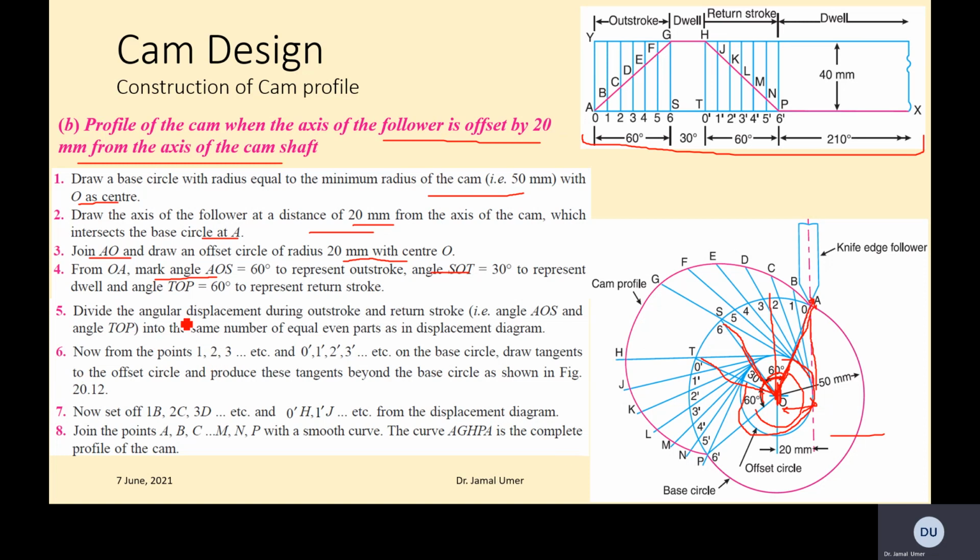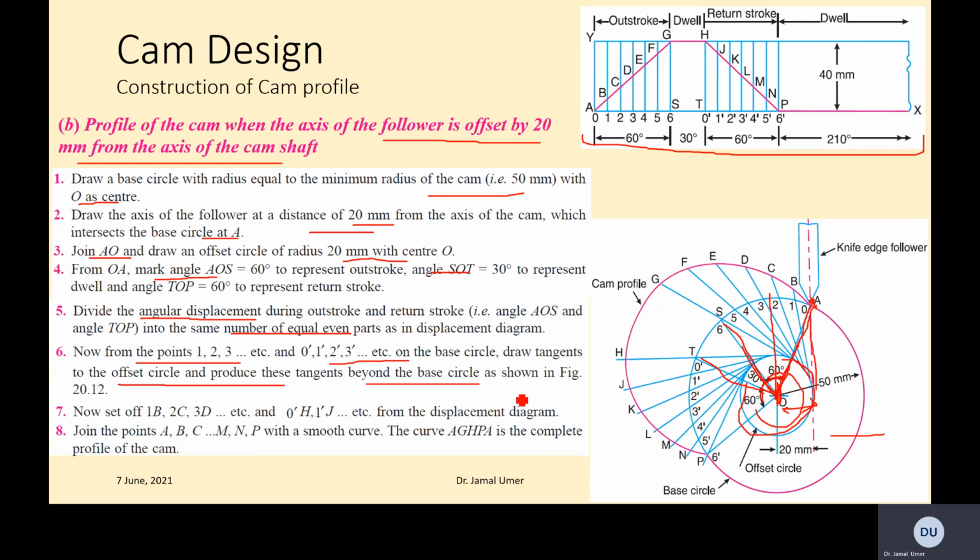So now you do the same step. You divide the angular displacement during outstroke and return stroke into the same number of equal parts. Now from the points 1, 2, 3 and 0, 1, 2, 3 etc. on the base circle, draw tangents to the offset circle and produce the tangents beyond the base circle as shown.